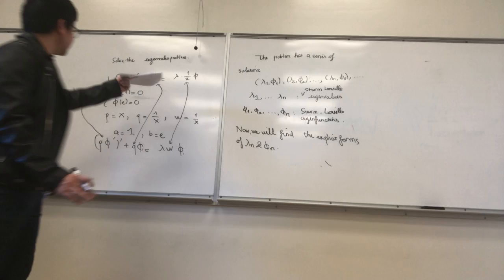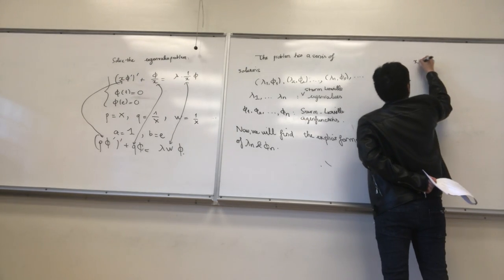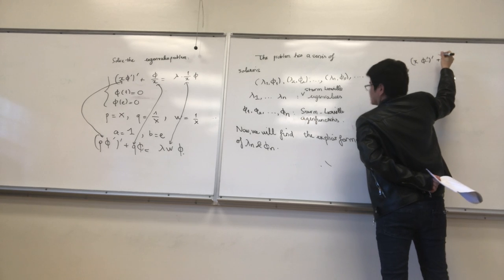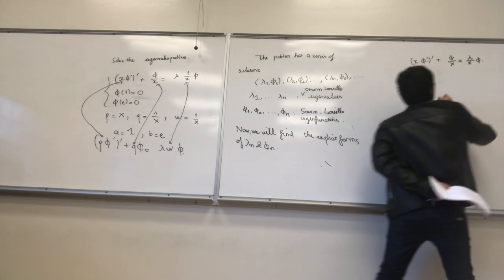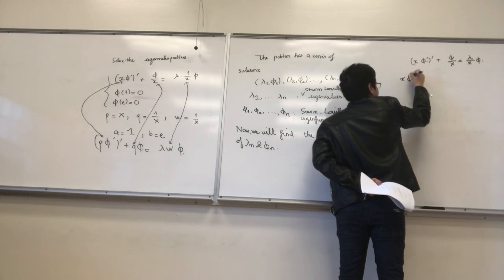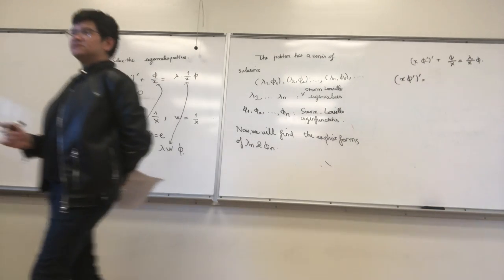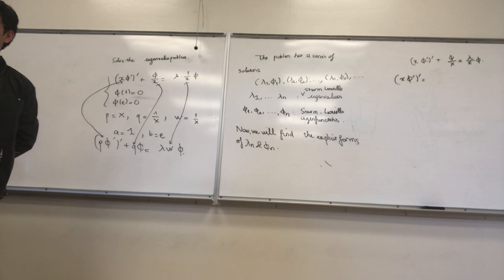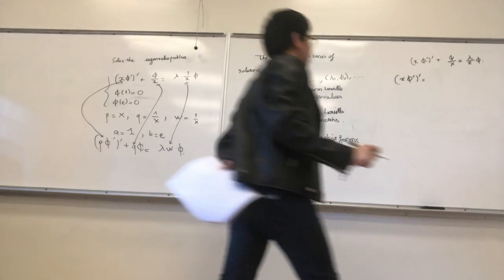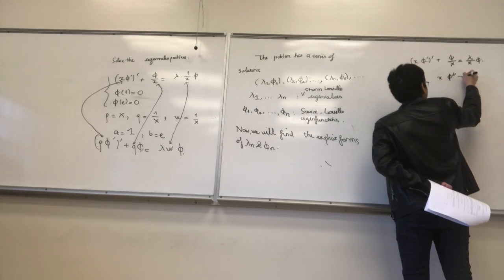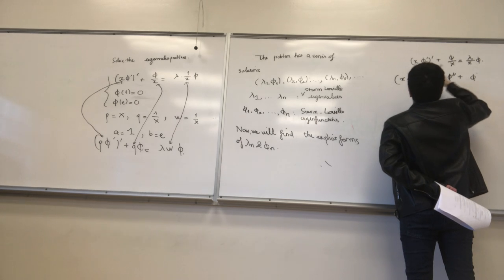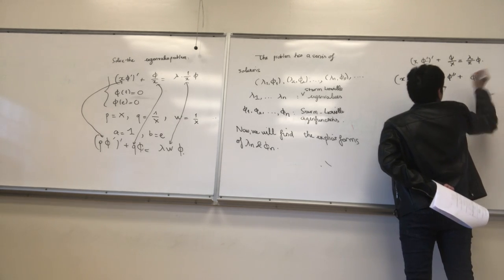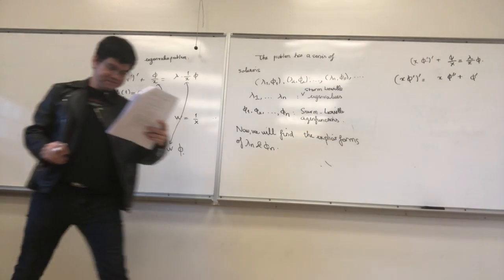Right, so let us write down the equation. So you have (x phi')' plus phi over x is lambda over x phi, right? I'm going to try to develop this term. So what is the value of this derivative? Yes? x phi double prime plus phi prime. So I'm going to develop it and I get x phi double prime plus phi prime, all right?